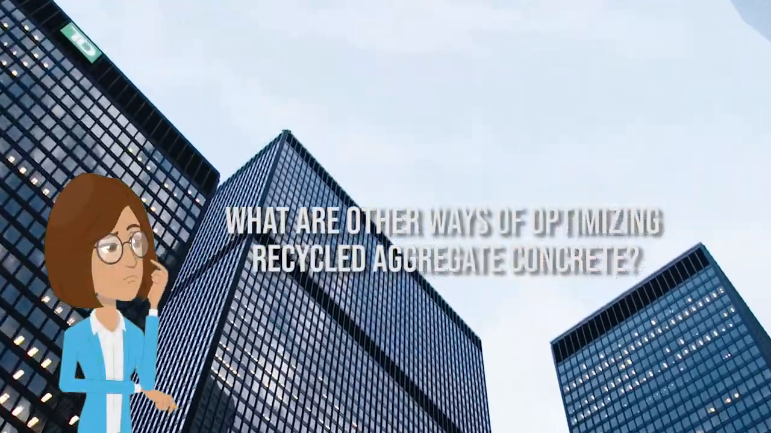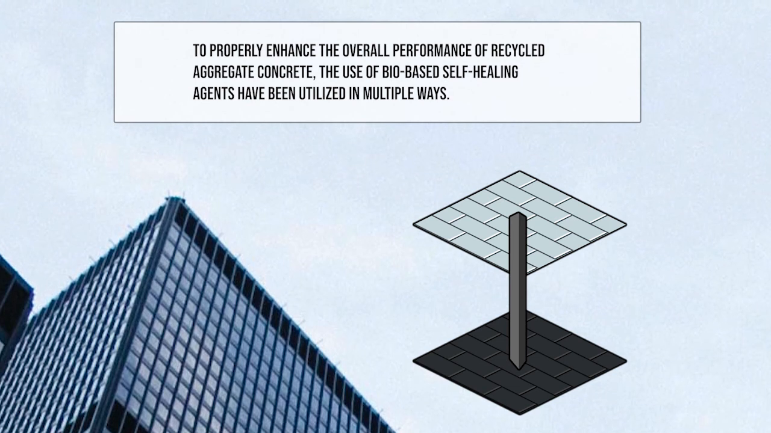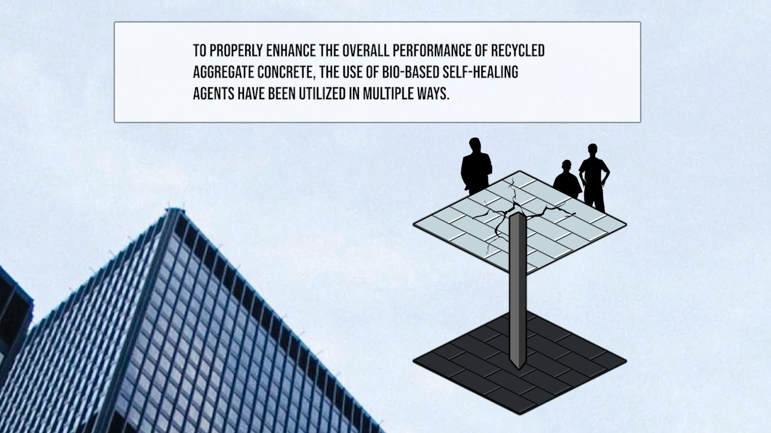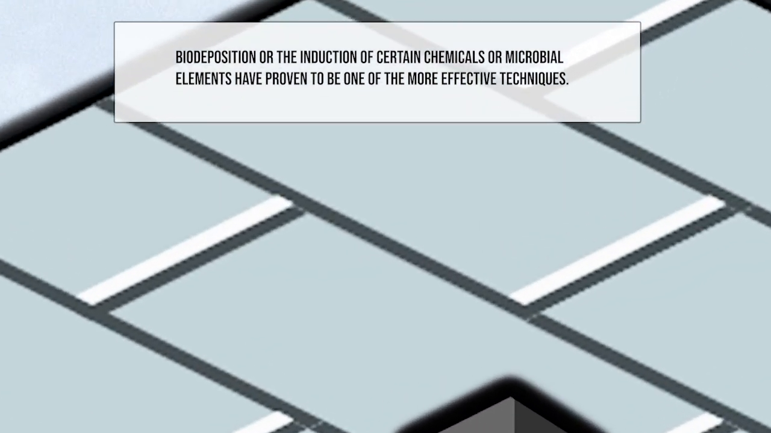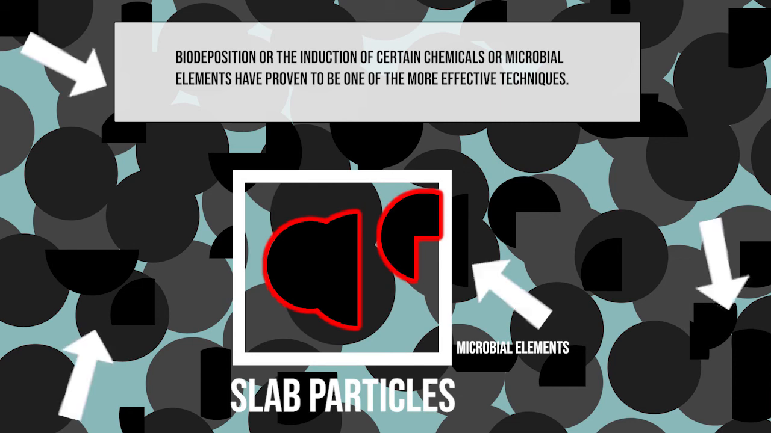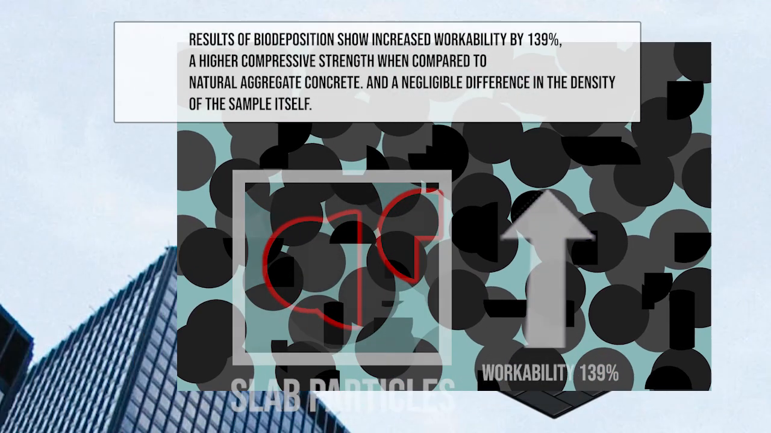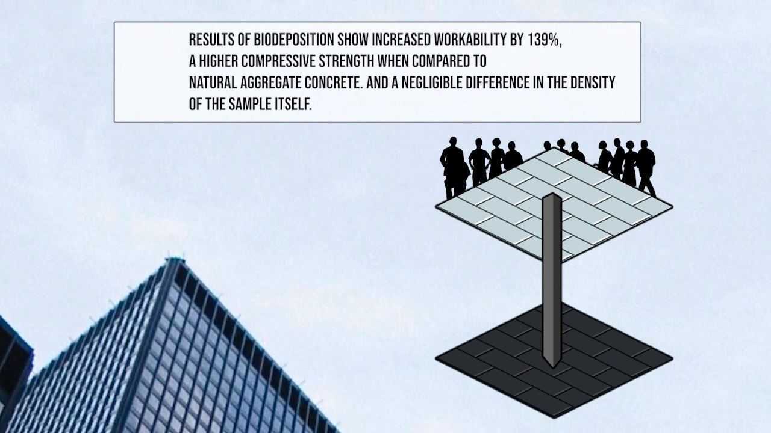What are other ways of optimizing recycled aggregate concrete? To properly enhance the overall performance of recycled aggregate concrete, bio-based self-healing agents have been utilized in multiple ways. Biodeposition, or the induction of certain chemicals or microbial elements, has proven to be one of the more effective techniques. Results of biodeposition show increased workability by 139%, a higher compressive strength when compared to natural aggregate concrete, and a negligible difference in the density of the sample itself.